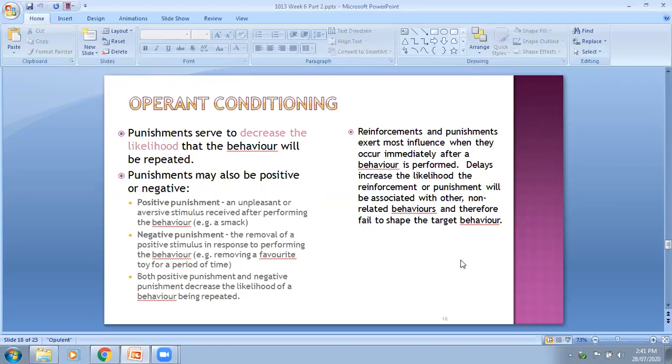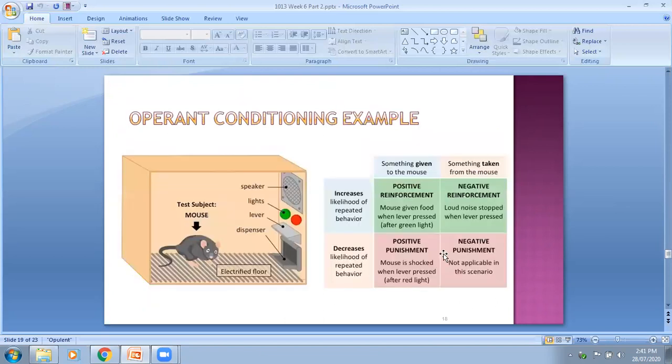But how is this theory of crime? Well, the idea is that people might think about committing a crime and the consequences before doing it. Okay, here is an example with the mouse in the box.